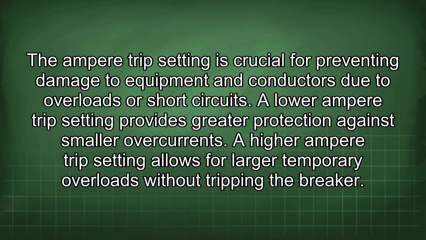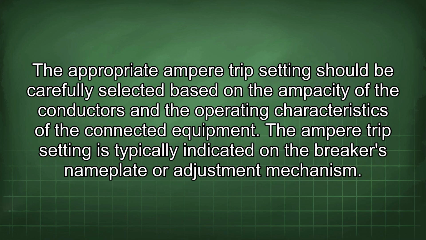A lower Ampere Trip setting provides greater protection against smaller overcurrents. A higher Ampere Trip setting allows for larger temporary overloads without tripping the breaker. The appropriate Ampere Trip setting should be carefully selected based on the ampacity of the conductors and the operating characteristics of the connected equipment. The Ampere Trip setting is typically indicated on the breaker's nameplate or adjustment mechanism.